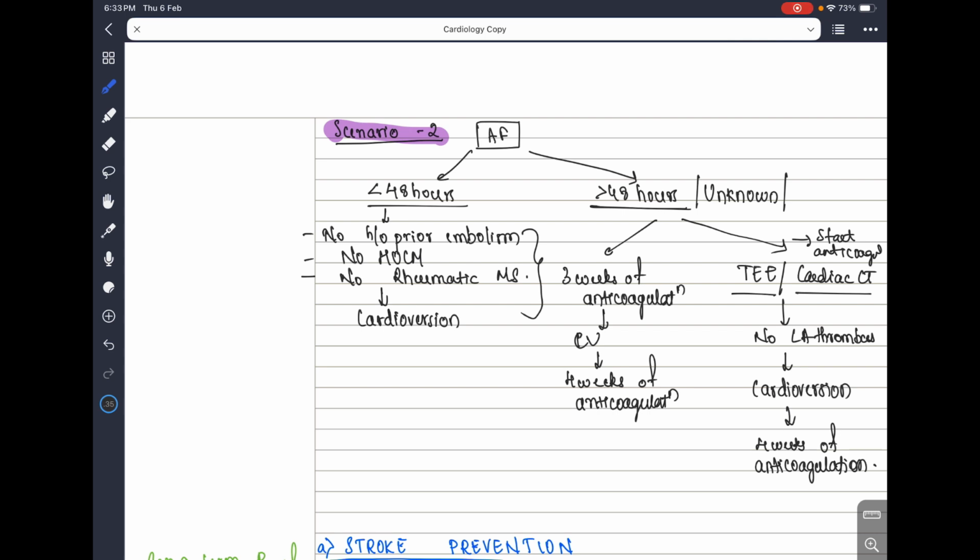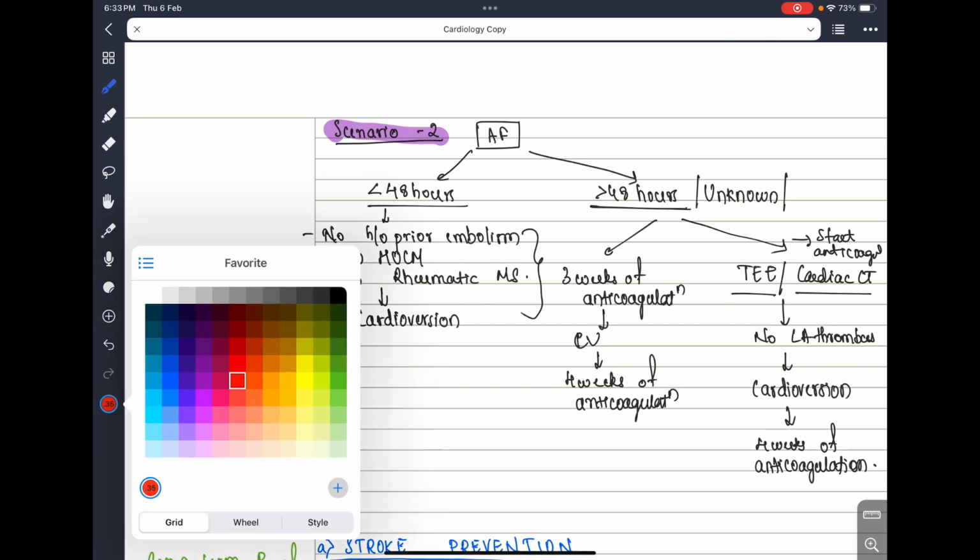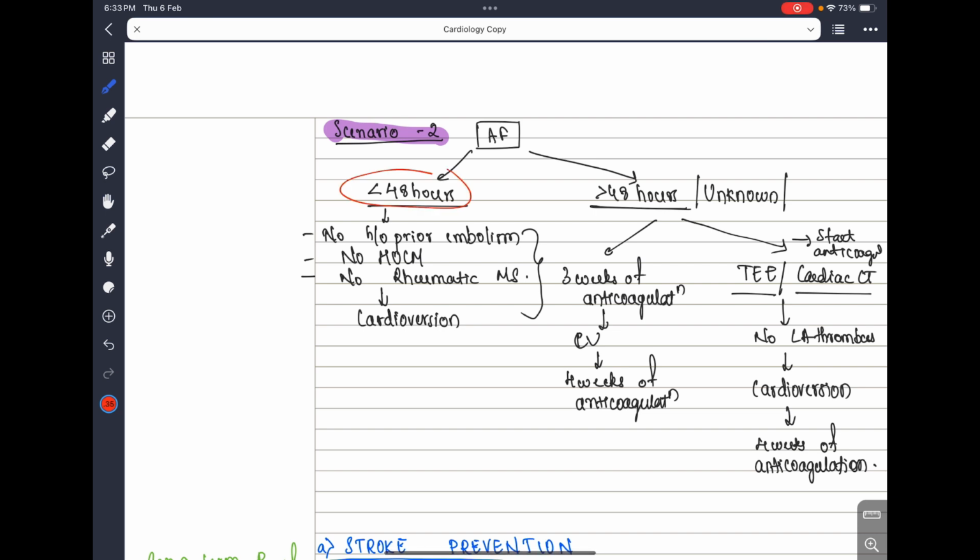So is this clear? This is the important scenario. If the duration is less than 48 hours, or if the duration is more than 48 hours or unknown, or the patient has risk. If the duration is less than 48 hours and there is no history of prior embolism, no HCM, or no rheumatic disease, you can directly do cardioversion. However, if the duration is more than 48 hours, the chances of forming thrombus are very, very high.